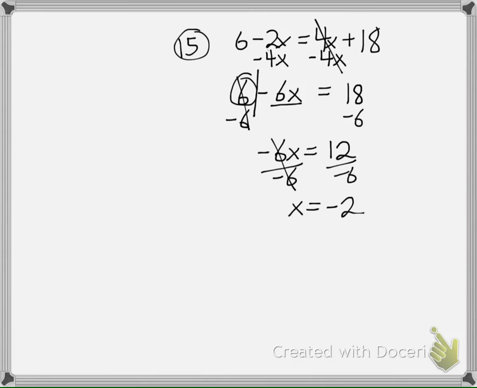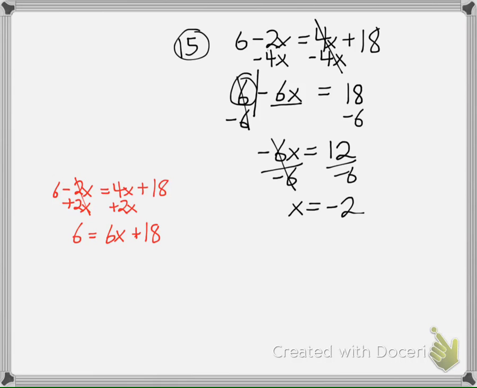Same exact problem. Let's see if I can make room to do it down here. I'm going to try and fit it on the same screen. So let's say I take the same exact problem. 6 minus 2x equals 4x plus 18. I can add 2x and add 2x. Now, instead of having negative 6x, I have positive 6x.